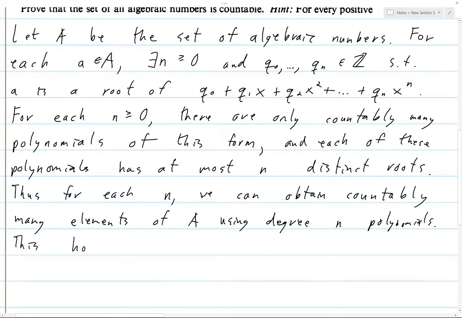This holds for each n greater than or equal to 0.